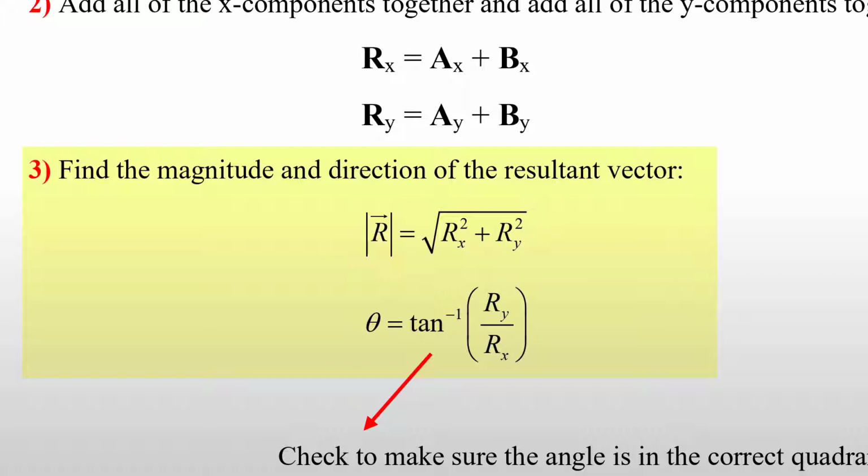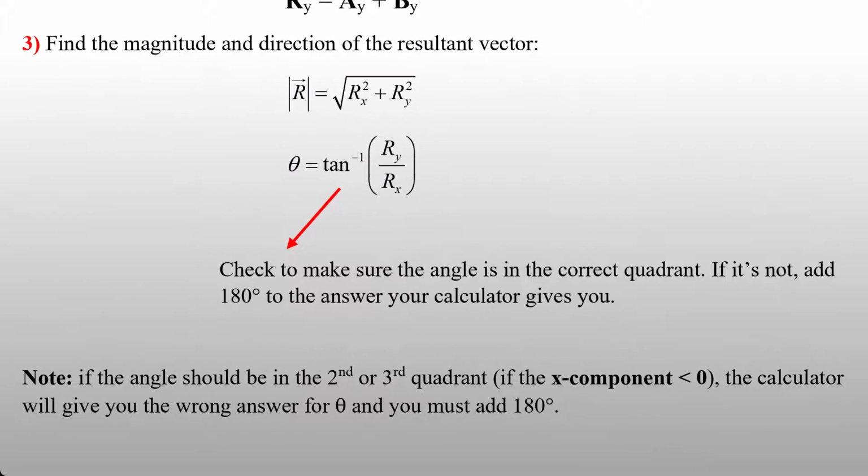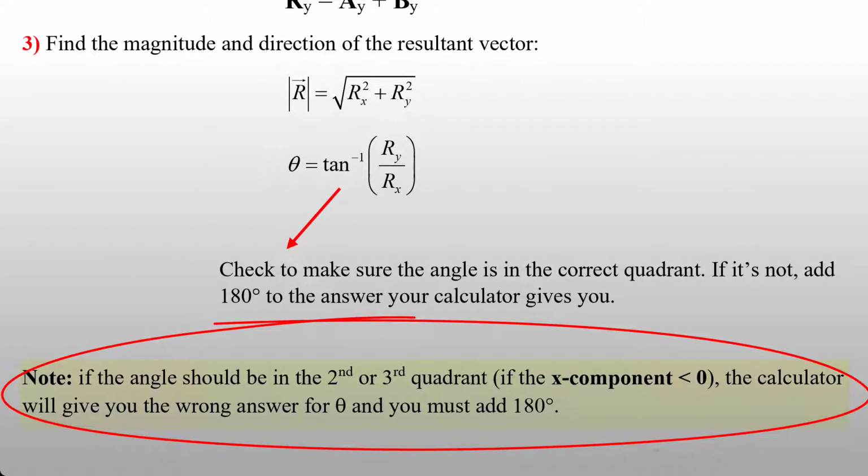To calculate the angle, we're going to use the inverse tangent of the y component divided by the x component, with one caveat. Your calculator will only ever give you an answer when using inverse tangent in the first or fourth quadrant. If you know the answer should be in the second or third, you have to add 180 degrees to the answer your calculator gives you.